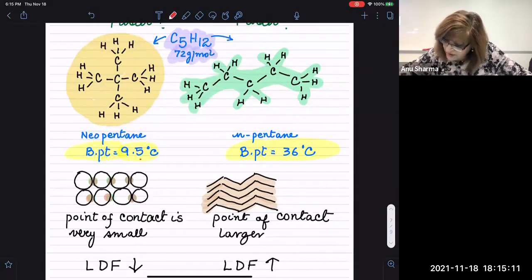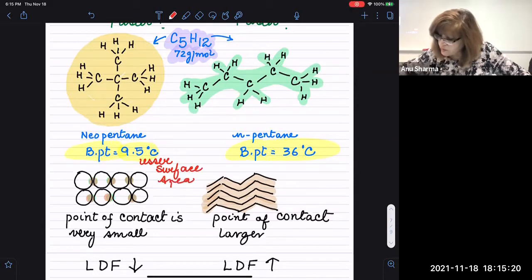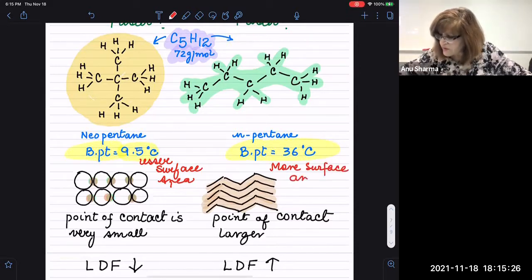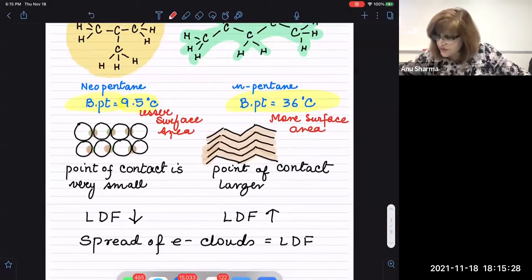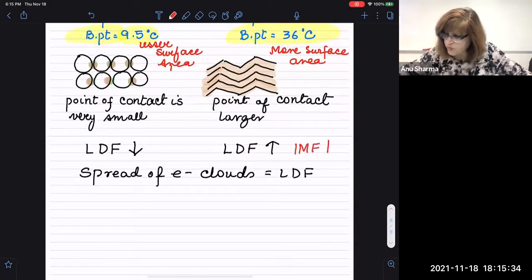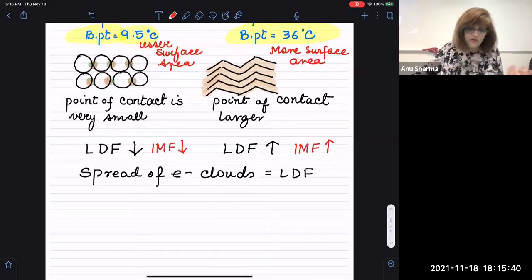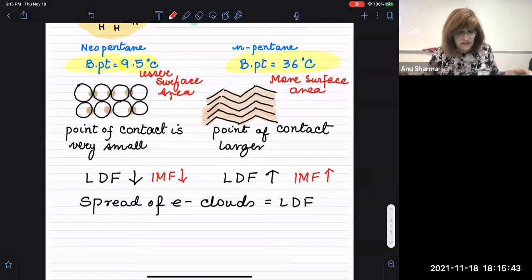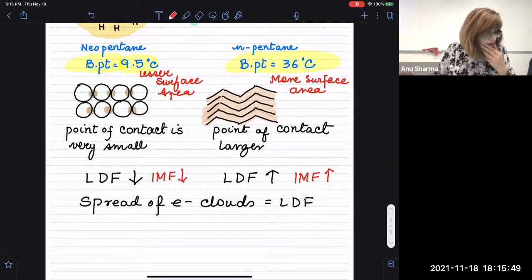So I'm going to do it here. Lesser surface area. And here, more surface area. So in other words, the intermolecular forces are more in this case. Here, the intermolecular forces are less. So what are intermolecular forces? These are the forces that bind these particles together, which keep them together. So that's one thing.